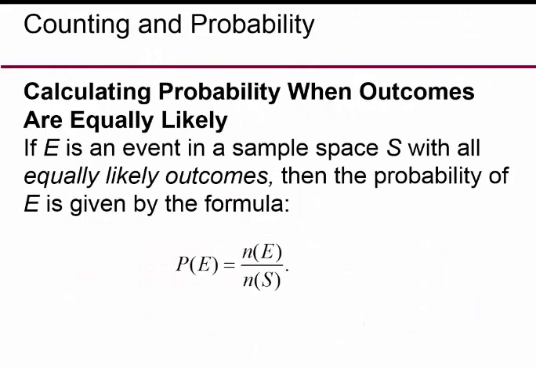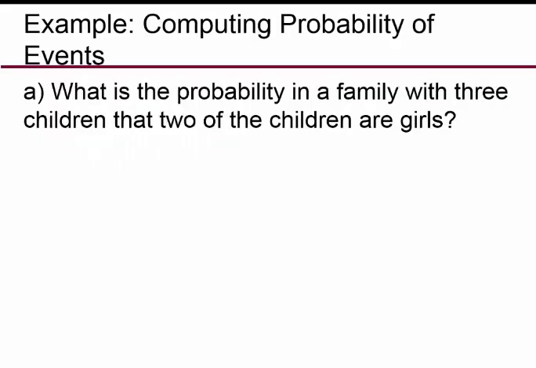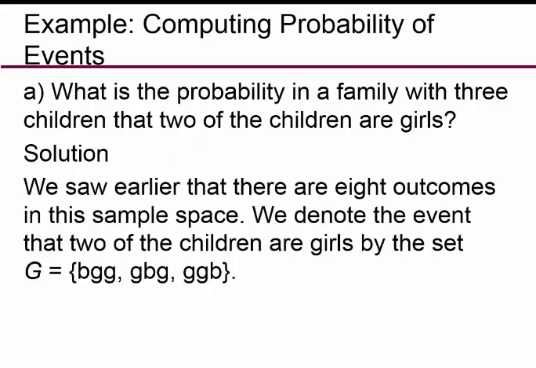Now, how do we calculate probabilities when outcomes are equally likely? If E is an event in a sample space S with all equally likely outcomes, then the probability of E is given by the formula: the number of E divided by the number of S, or N(E) over N(S). So what is the probability in a family with 3 children that 2 of the children are girls? We saw earlier that there are 8 outcomes in the sample space. We denote the event that two of the children are girls by the set G, which contains the outcomes we're looking at in the sample space. So it's going to be 3 over 8.